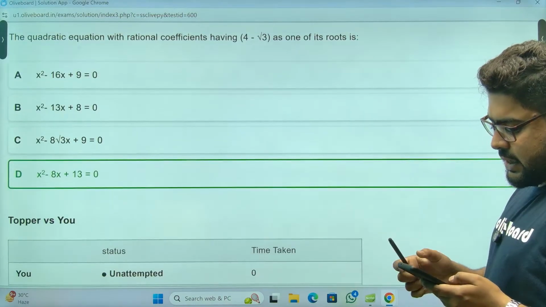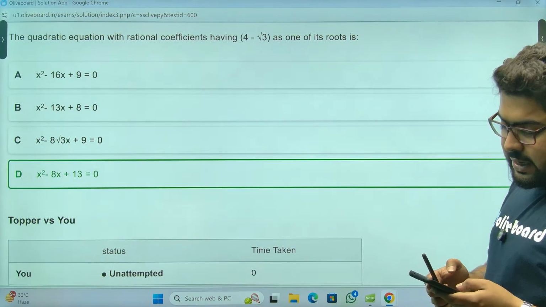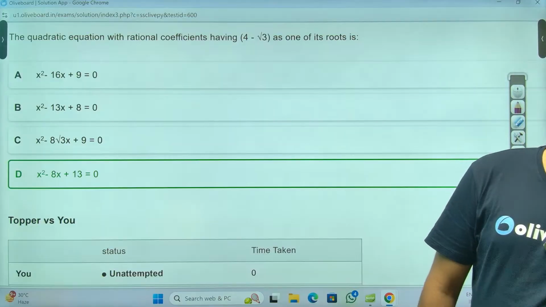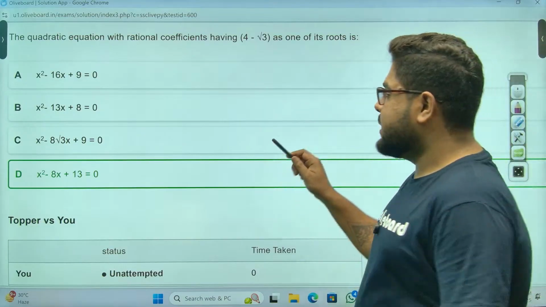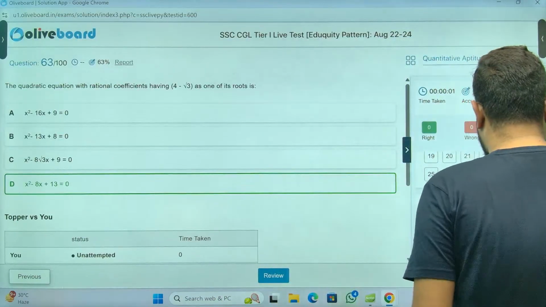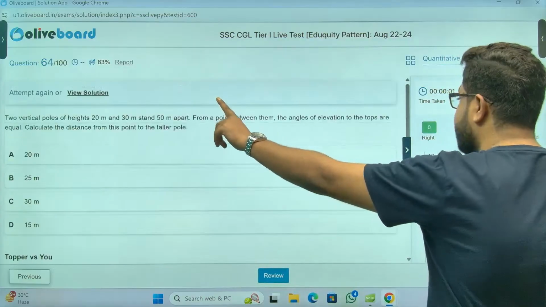आप बोलोगे सर ये क्या ही हो रहा है? Why are you saying all these things? But again, please understand, these are very, very, very important stuff. This was something we have done in our foundation batch.